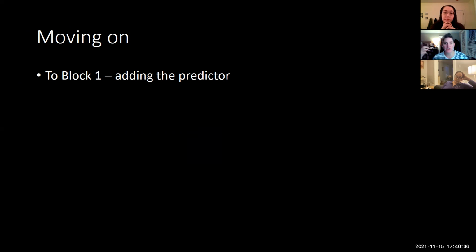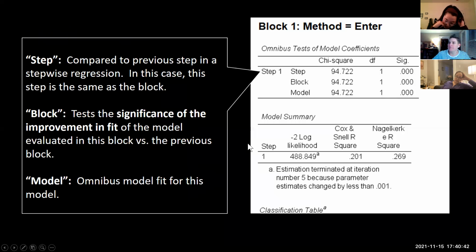So now we're going to move on to block 1. It's the good stuff. It's where we put in our predictors. Let's see what's happening. So we have these 3 different omnibus tests of model coefficients. And this is basically testing whether we've done a good job reducing the error in our model with the things we've entered in this step, this block, and this model.